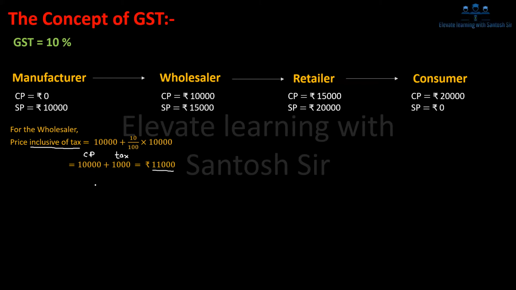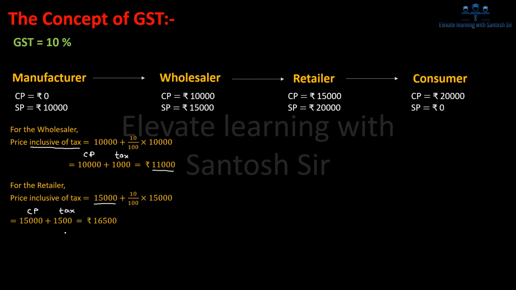Okay, let's come to the retailer. Now when the retailer went to purchase from the wholesaler, for him the price including tax will be his cost price plus the tax on the cost price. So he will be paying the cost price plus the tax on it, and that would be 16,500. Calculations are very simple. You can do it mentally to get 1,000 as a tax. Over here, I can again cancel the two zeros and I can get 1,500 as tax. So calculations are very simple.